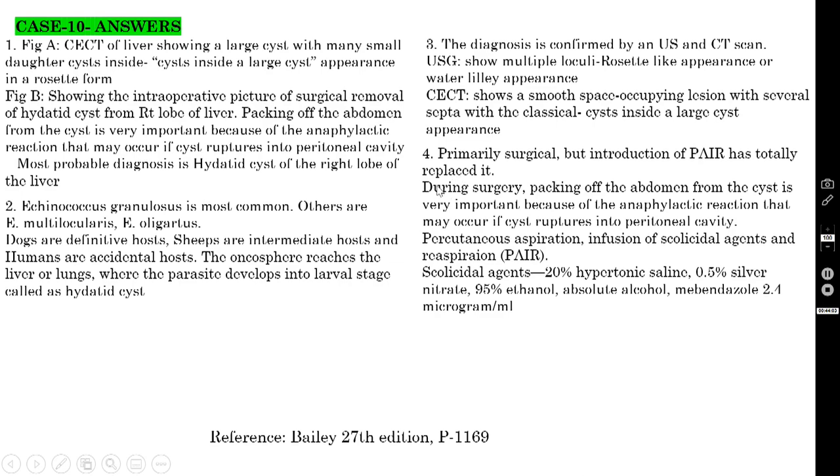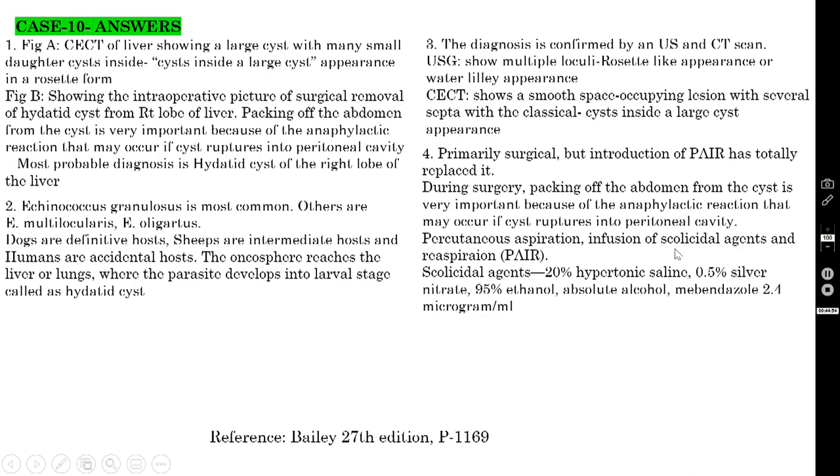What is PAR? We will see it. During surgery, I told you already, packing of the abdomen around the cyst is very important because of the anaphylactic reaction that may occur if the cyst ruptures into the peritoneal cavity. Not only anaphylactic shock, the patient will develop hydatid cysts everywhere in the peritoneal cavity. Percutaneous aspiration, infusion of scolicidal agents, and re-aspiration is known as the PAR procedure. You have to initially aspirate, then inject some scolicidal agent inside, then re-aspirate. You must know the scolicidal agents because that is what you have to inject inside.